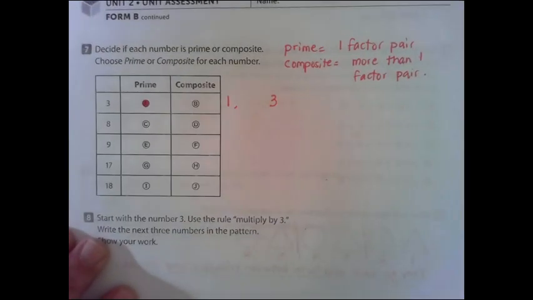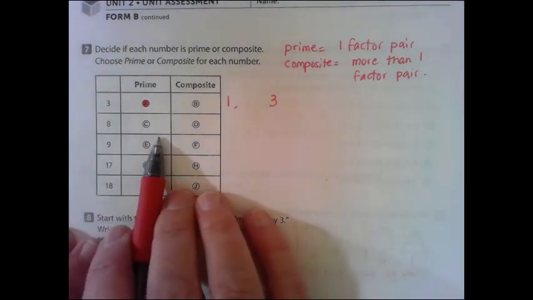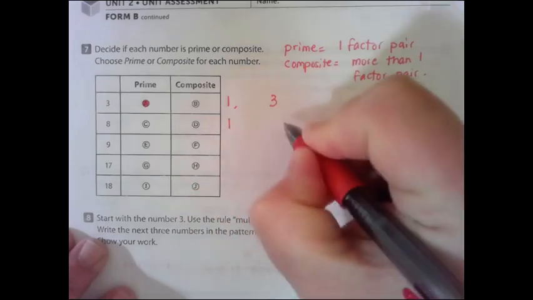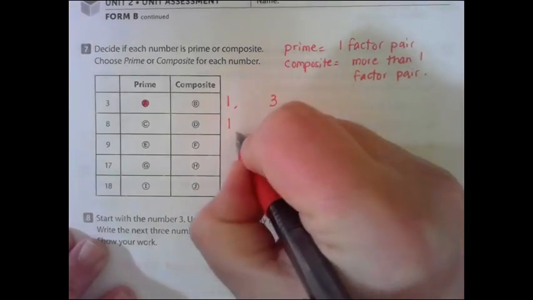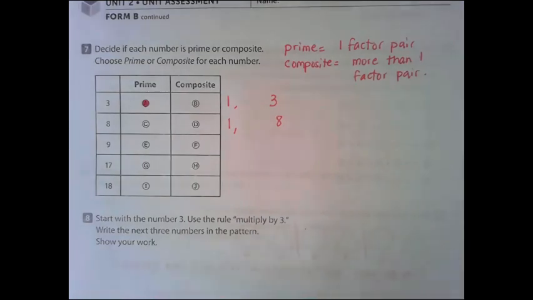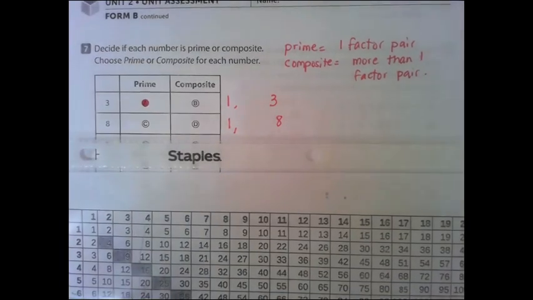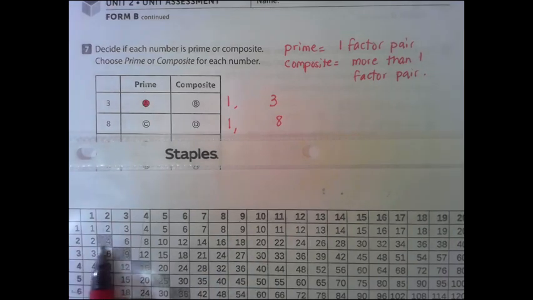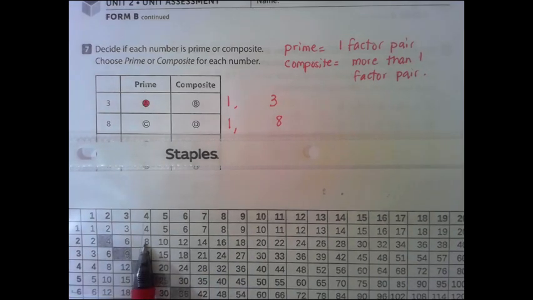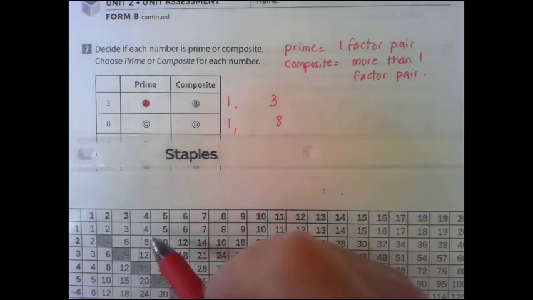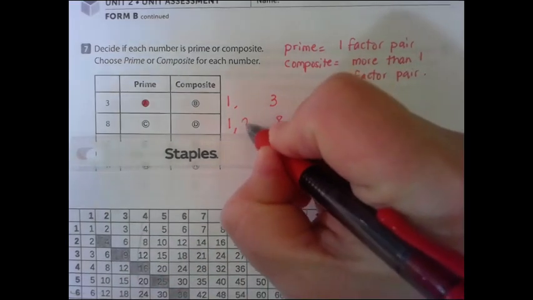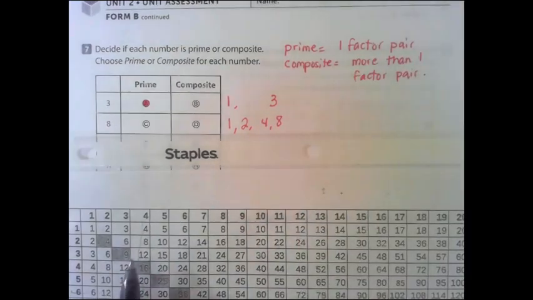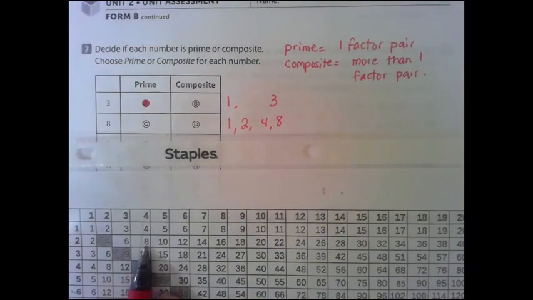Sorry about that. Okay. Let's look at 8. So again, the automatic factor pair is 1 and itself. So 1 and 8. And if I go across my multiplication chart, so we did 1 and 8. 2, if I go across the 2's, I see 8. So that means 2 and 4. So 2 and 4 is another factor pair because we see 8 here.